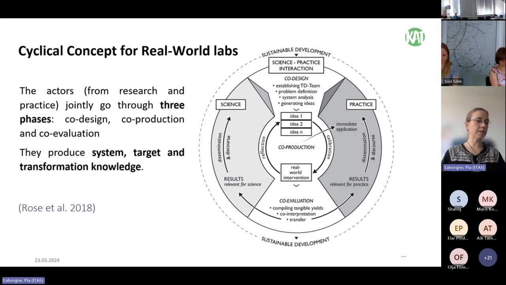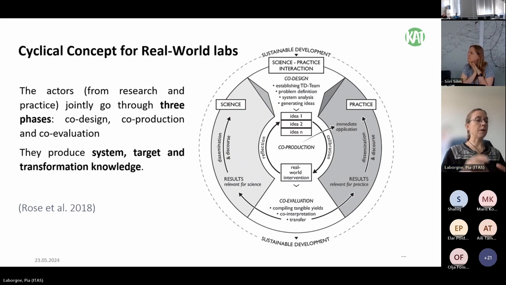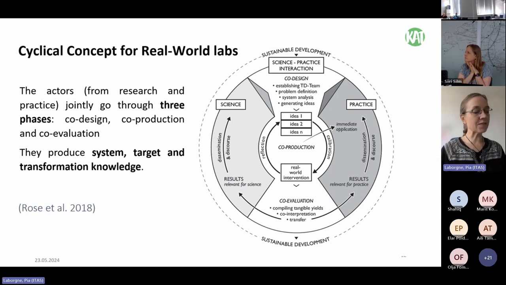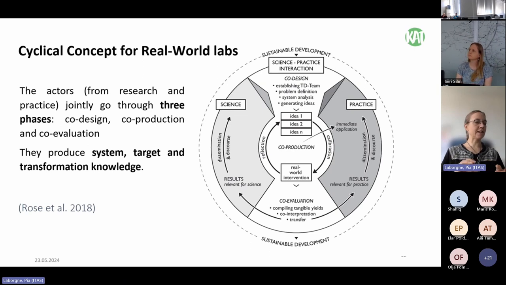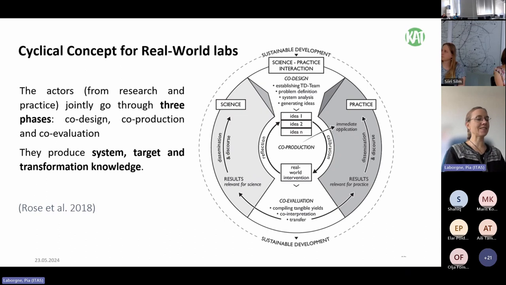This flowchart is fundamentally based on a transdisciplinary distinction between a scientific field on the left and a practice field on the right. And actors from both fields come together in a scientific-practical interaction in order to tackle a socially relevant problem.